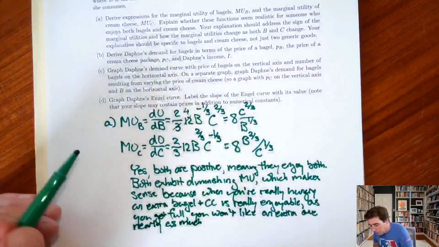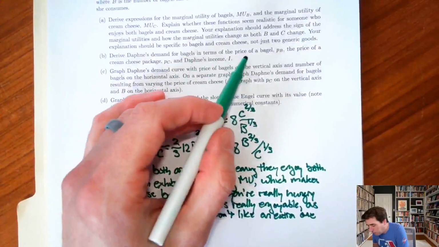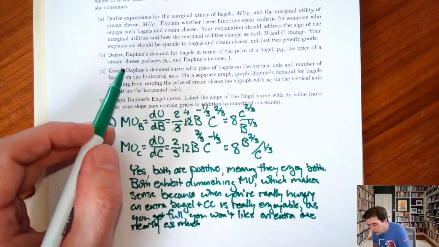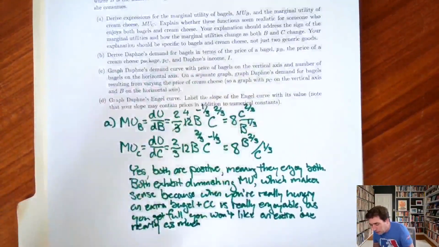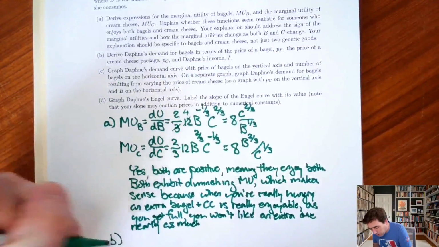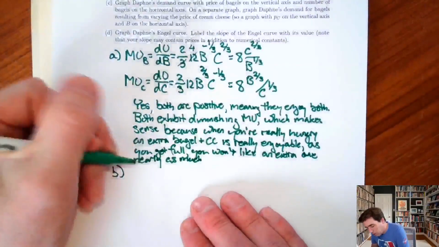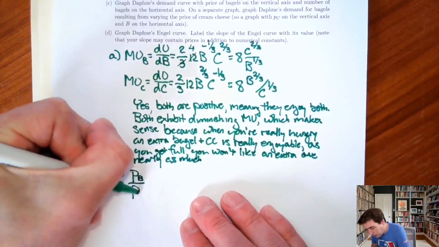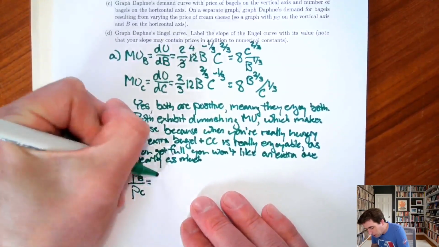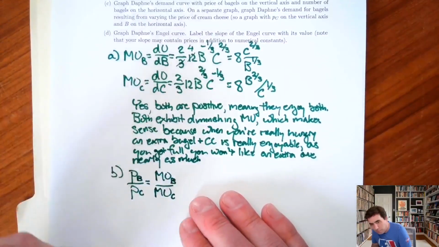All right, moving on to part B. Derive Daphne's demand for bagels in terms of the price of a bagel, the price of a cream cheese package, and Daphne's income. So PB, PC, and I. It's just a standard derived demand question here. So we're going to take our pretty standard approach to this. We are going to start with our tangency condition, which is going to be that the ratio of the prices, so PB over PC, should be equal to the ratio of the marginal utilities, MUB over MUC.